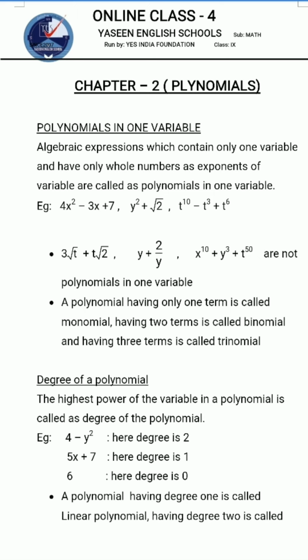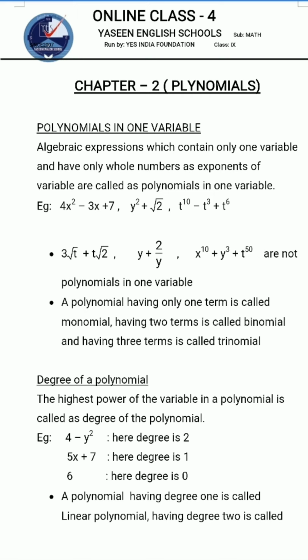Now degree. All of you know what power is, the exponent. One polynomial sometimes has more than one power. In the first example, 4x square minus 3x plus 7, the first x has power 2, the second x has power 1, and for the third, 7, the power is 0. So in one polynomial itself the variable has many powers. The highest power of the variable in a polynomial is called the degree of the polynomial. There can be many exponents, and the highest one is called the degree.